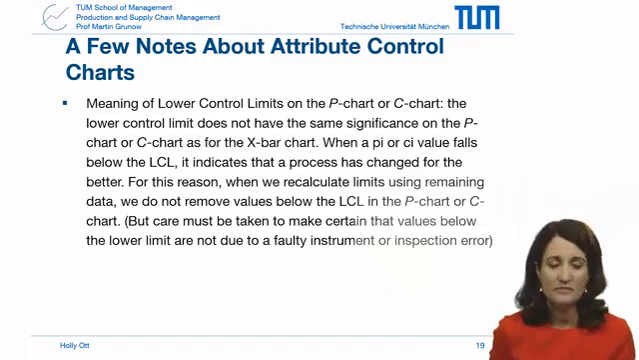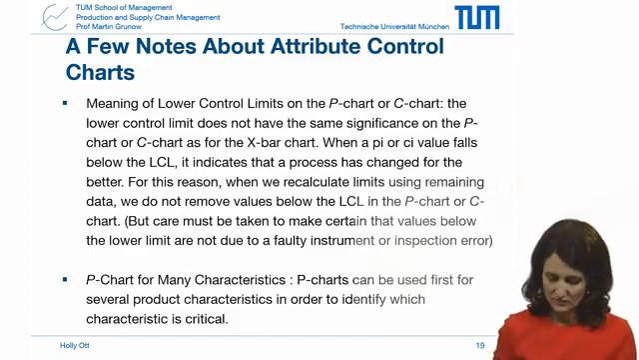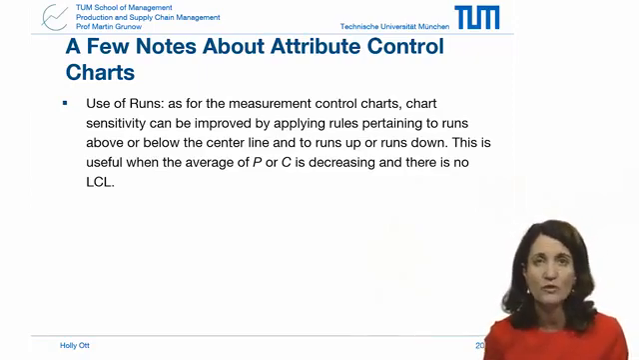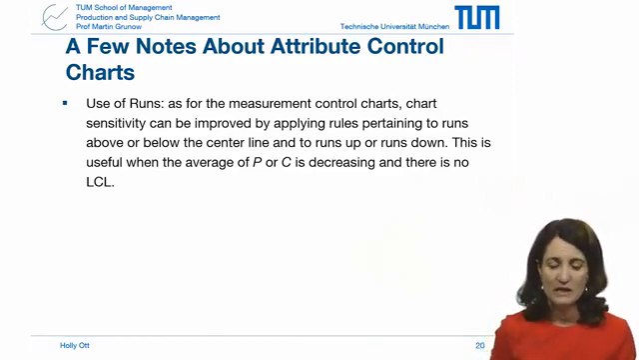The P chart, for many characteristics, P charts can be used first for several product characteristics in order to identify which characteristic then is critical. We also want to talk about the use of runs. As for measurement control charts, the chart sensitivity can be improved by applying rules pertaining to runs above or below the center line. And so if you see a run up or a run down, the PI or the CI is trending for the worse or for the better, it can be very useful, or especially if there's no lower control limit and you're seeing that the number of P or C is decreasing.